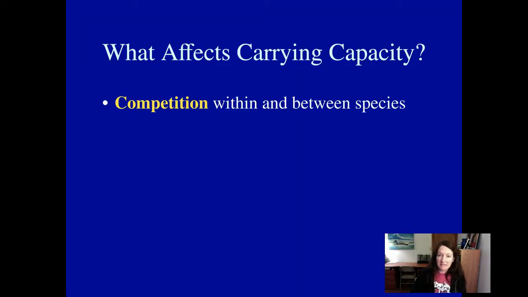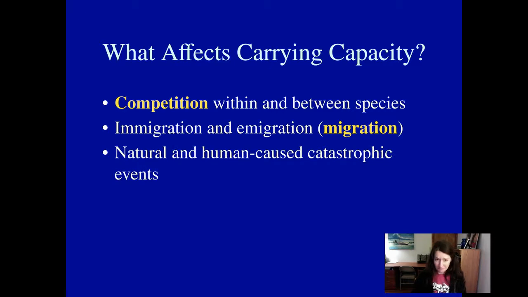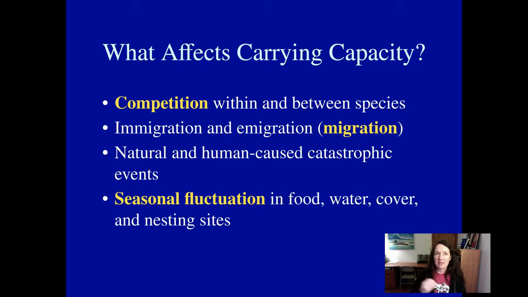The things that might affect carrying capacity include competition in an area, so organisms may compete for different food sources or water sources. Immigration and emigration, so how species are moving into and out of an area, and oftentimes that can be seasonal as well. Any catastrophic events, either human or natural caused, and then seasonal fluctuations. This happens again, like winter comes and you have fewer food resources for certain organisms, so they have a dieback in that situation. So seasonal fluctuations are something that could impact carrying capacity as well.